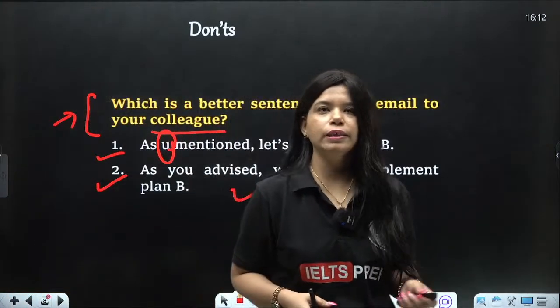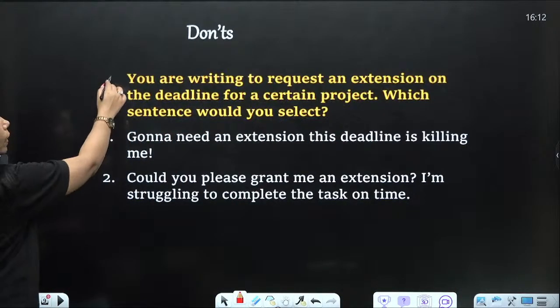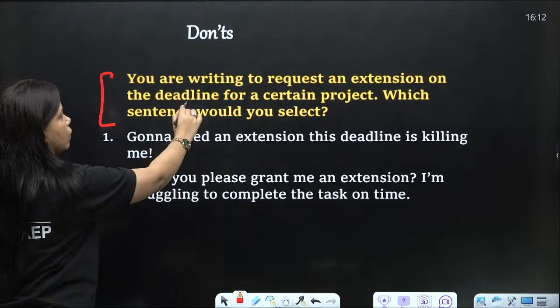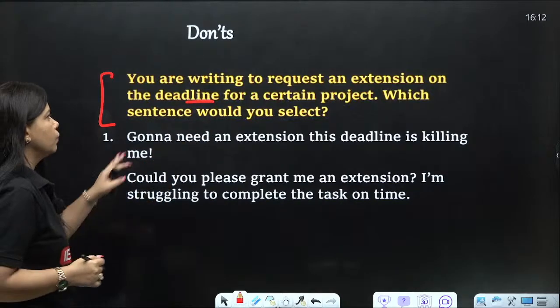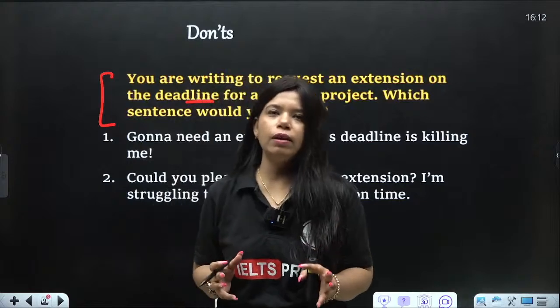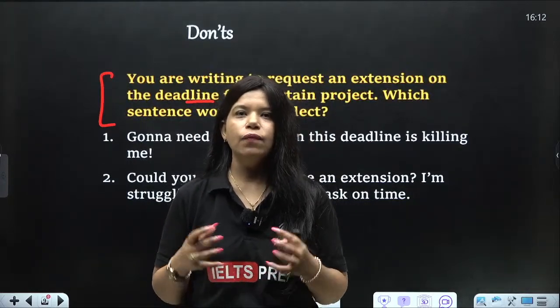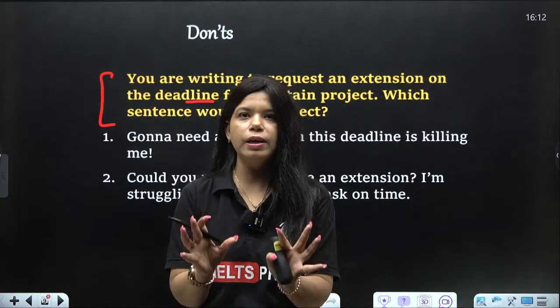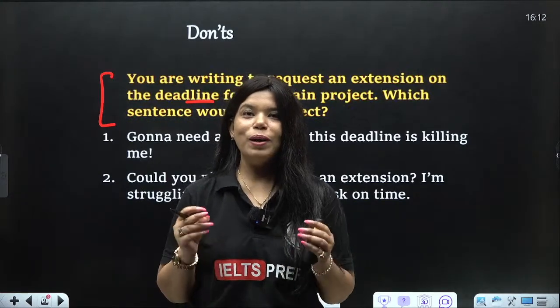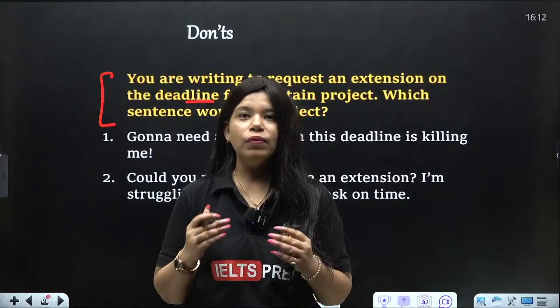Moving on to the next one. Okay, so you are writing to request an extension on the deadline for a certain project. Which sentence would you select? Let me explain. Sometimes when we are a working professional and we are working on a certain project, we are given a deadline. Everybody understands what is a deadline. But when we are not able to complete our work in that given time frame, we need an extension.